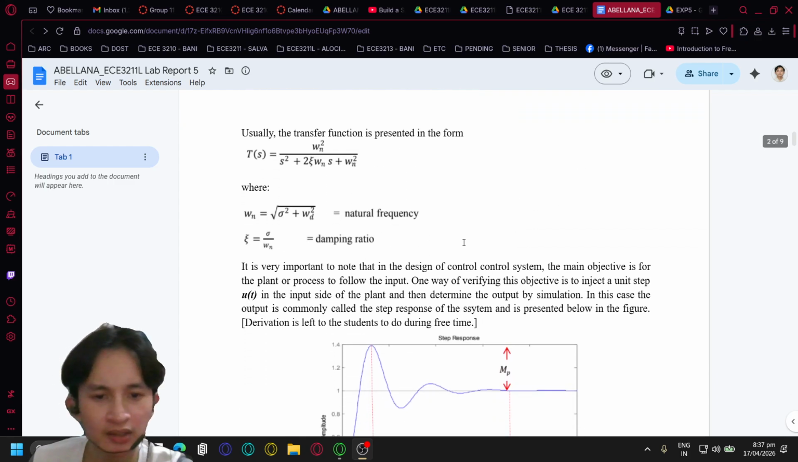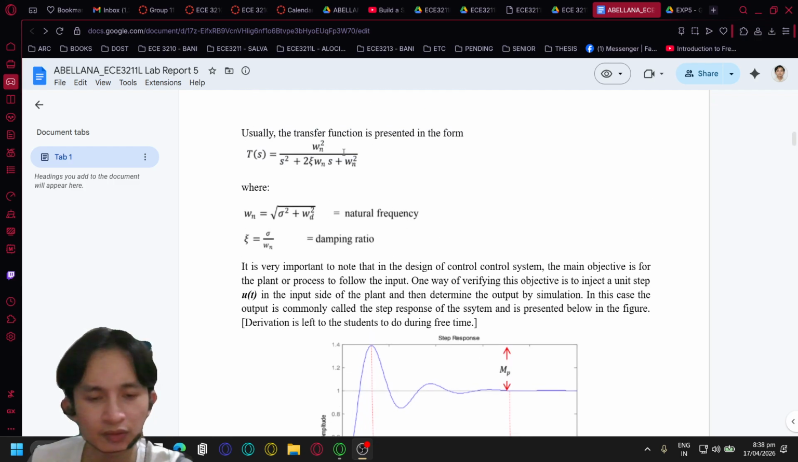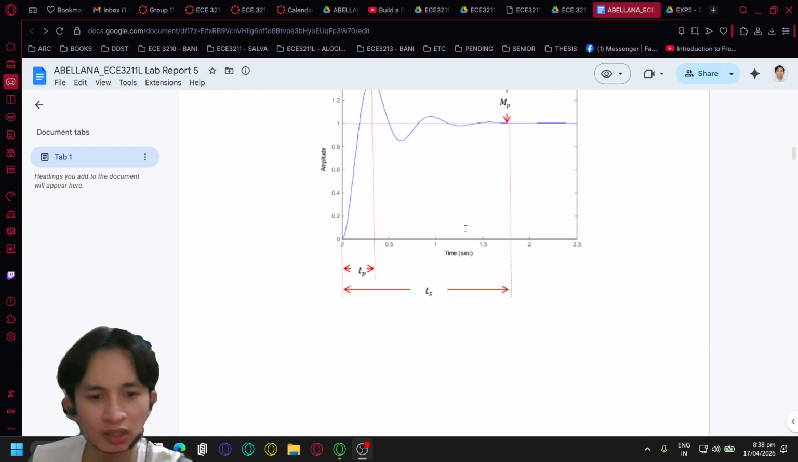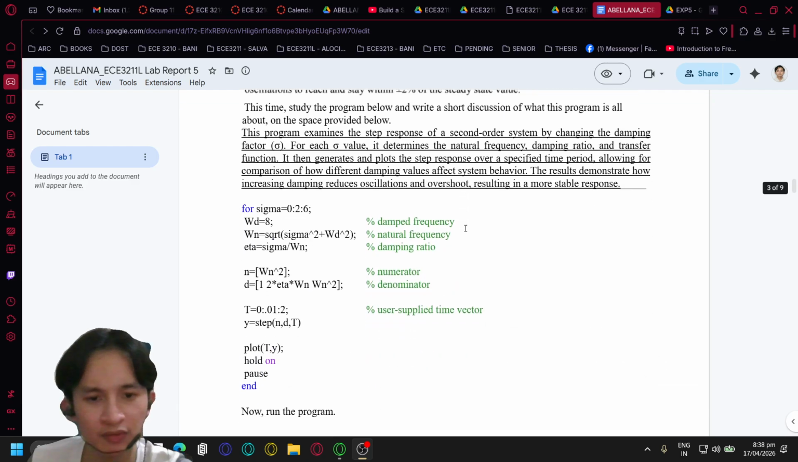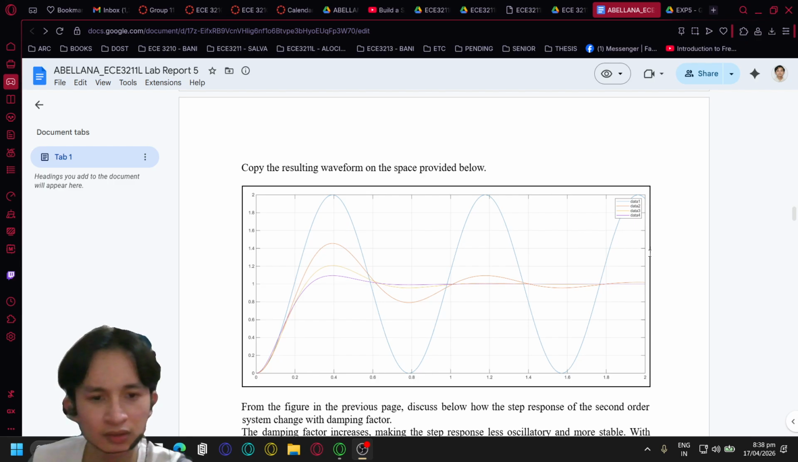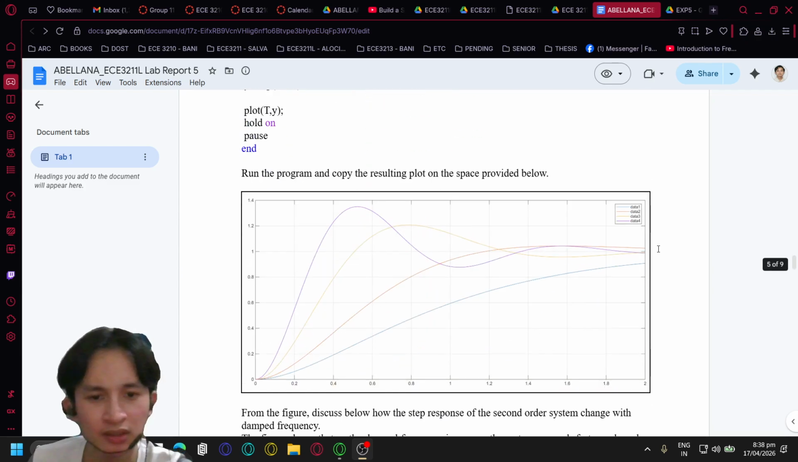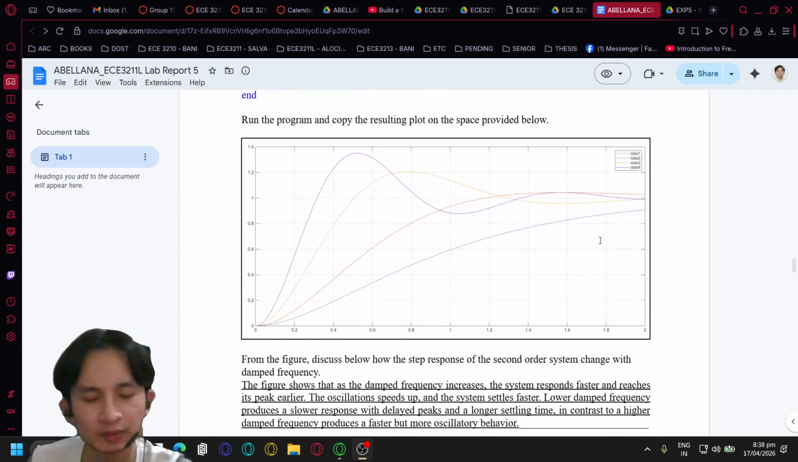So I started by defining the transfer function in standard second order form and computed key parameters like natural frequency, damping ratio, and damped frequency. Then I ran simulations where I varied the damping factor to observe how oscillations and overshoot change, and I changed the damped frequency to see how fast the system responds.